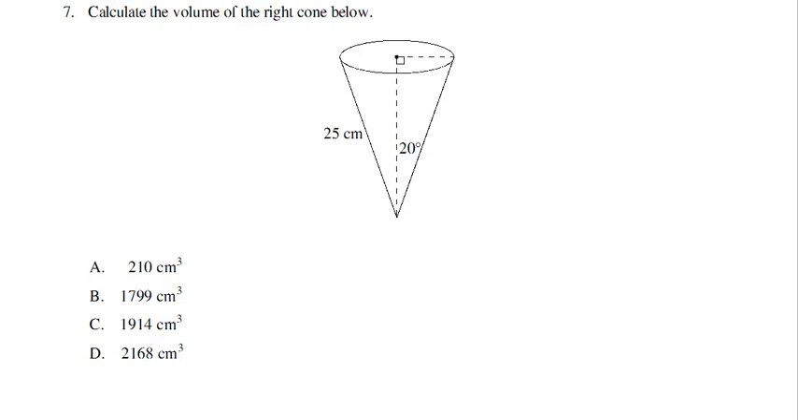Number 7, calculate the volume of the right cone below. So, interesting question right here. They've given you the slant height, so that's the 25, and they've given you this random angle right here. They've told you that angle, I suppose, is 20 degrees.